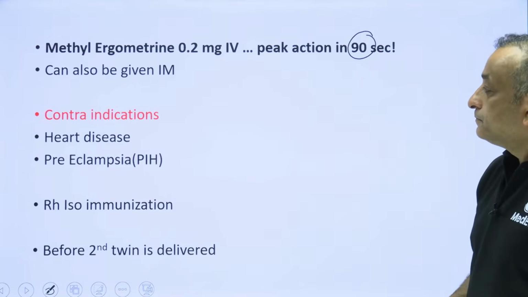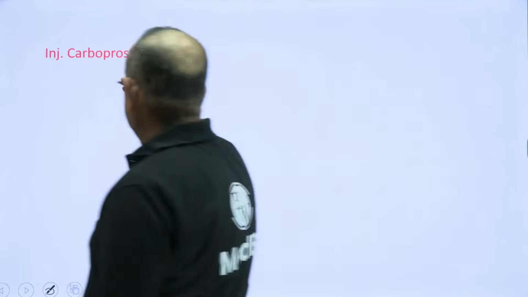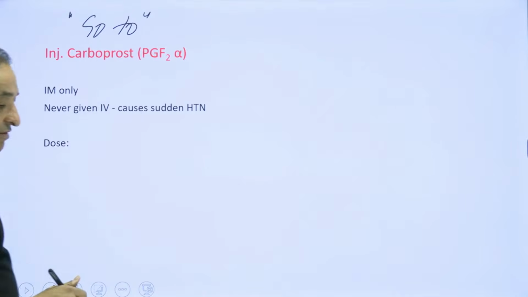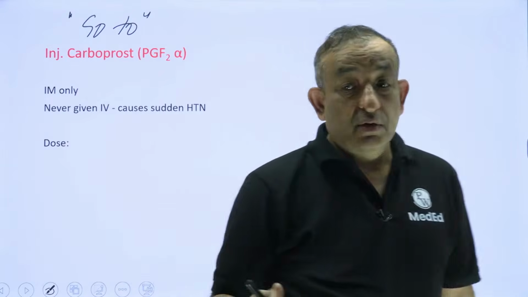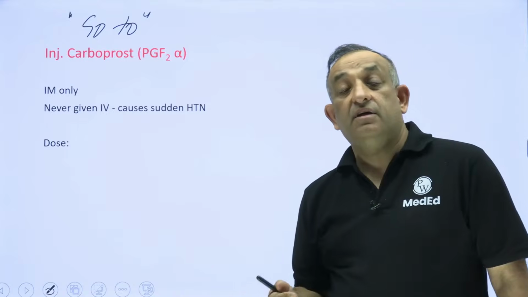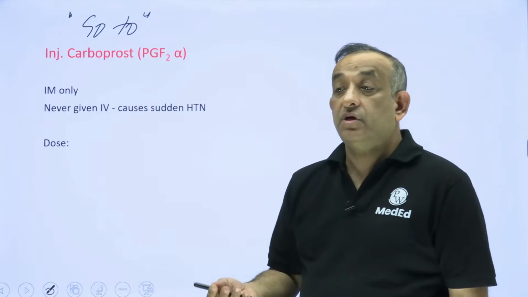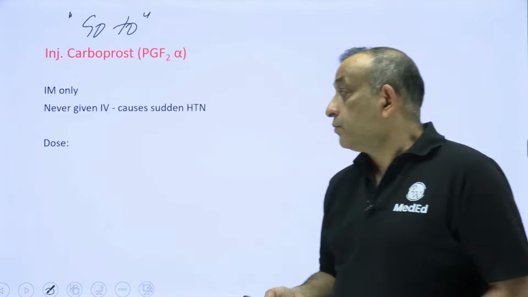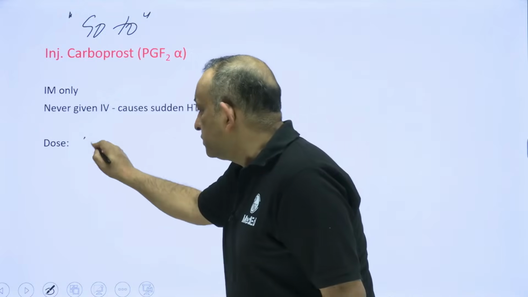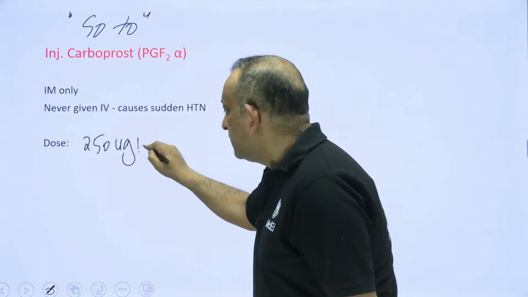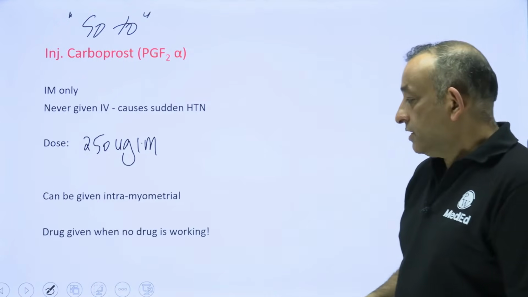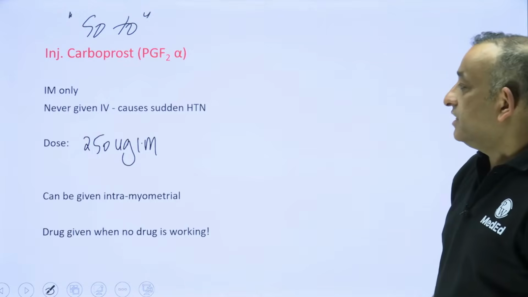Okay. Then carboprost. Now this is that go-to drug. If nothing works, then carboprost will work. You can give oxytocin, methylergometrine, and misoprostol before that. Misoprostol is also given as a rectal tablet. That is also a good drug. But if nothing works, the best drug we give is carboprost. Carboprost is given intramuscular only, never IV, because it causes sudden hypertension. The dose of carboprost is 250 micrograms intramuscularly. It can be given into the uterine muscle also, intramyometrial. And like I said, when no drug is working, this will work.